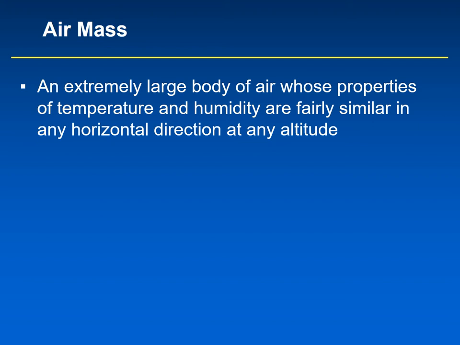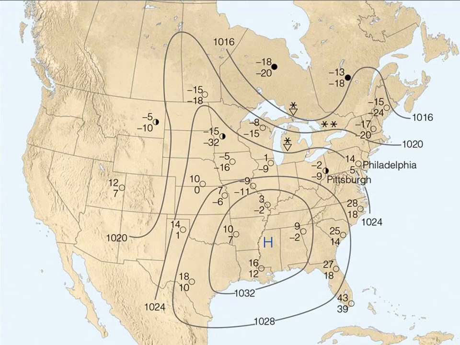And air masses may cover thousands of square kilometers and be on the order of 10 kilometers high in the vertical direction. So let's look at an example of an air mass by looking at a surface weather map. This is figure 8.1 in the book, showing a large, extremely cold winter air mass dominating the weather over much of the United States, especially the eastern half.